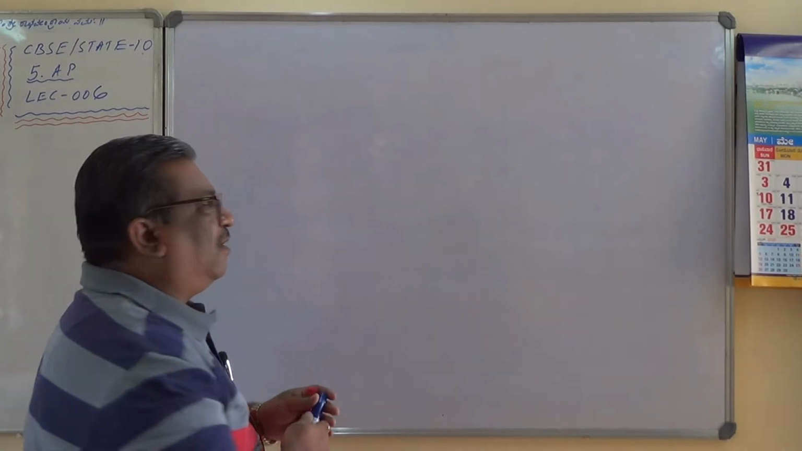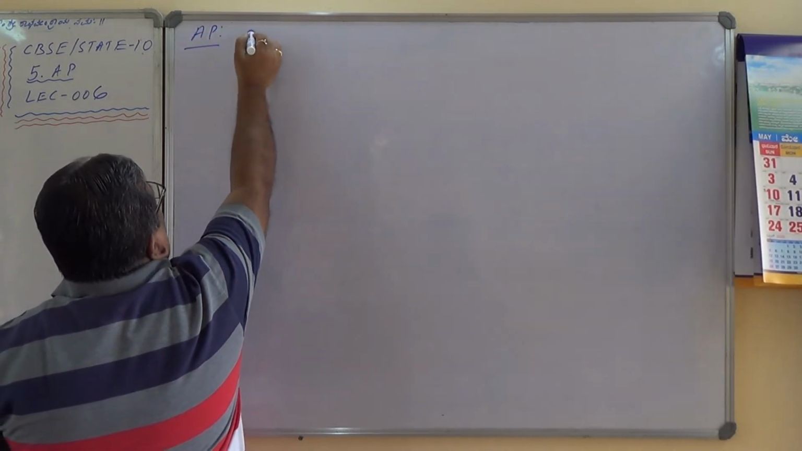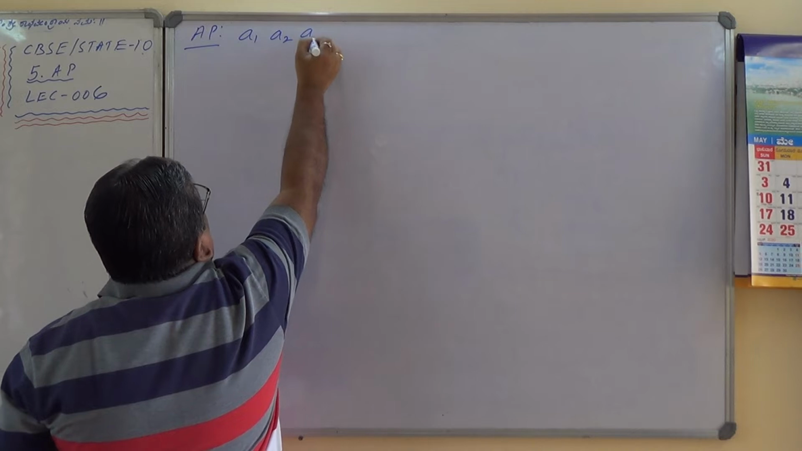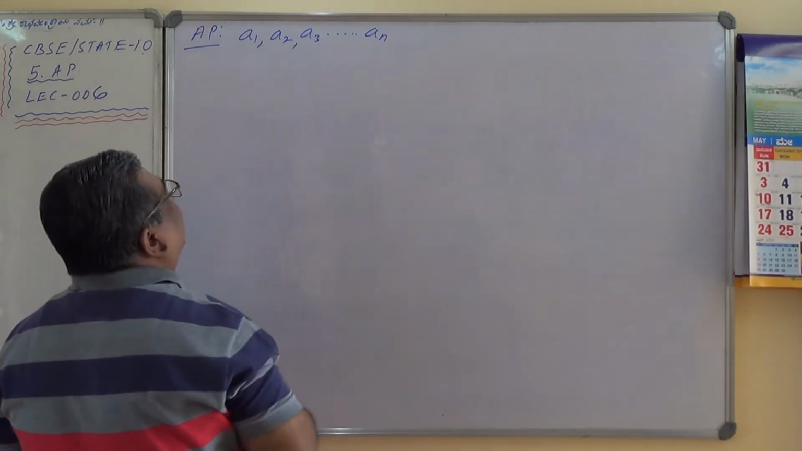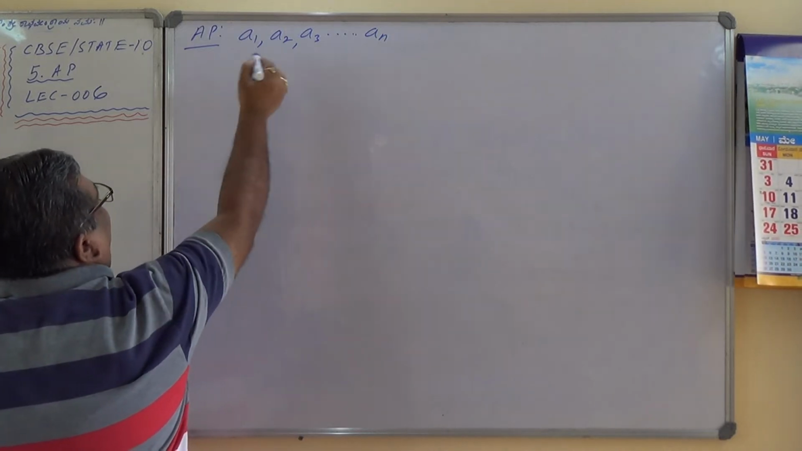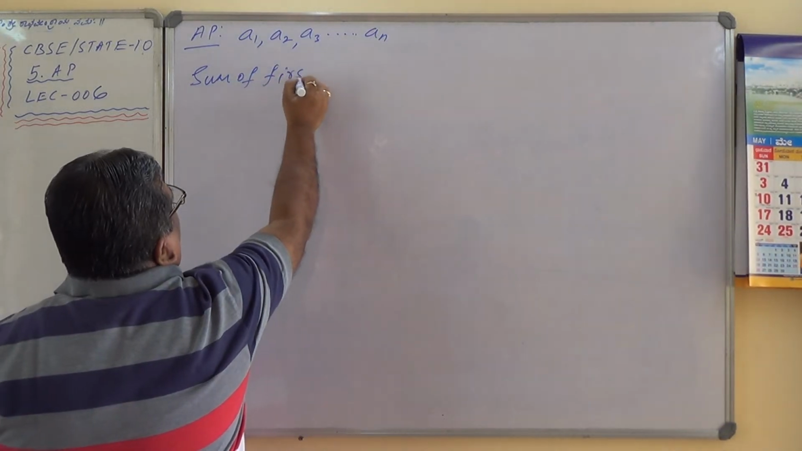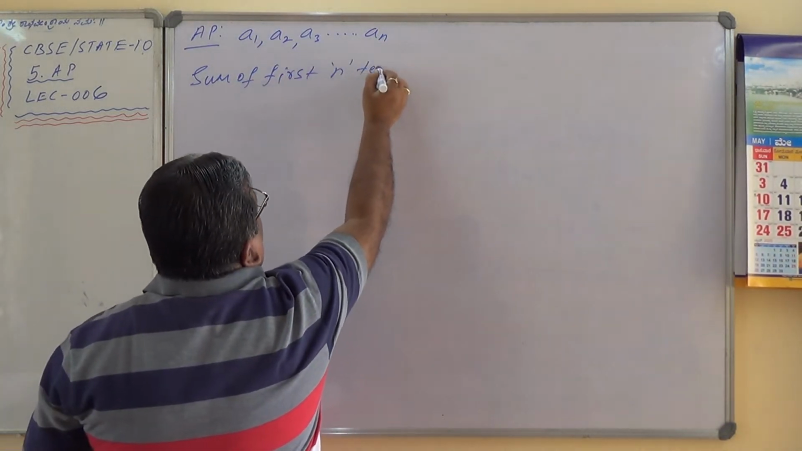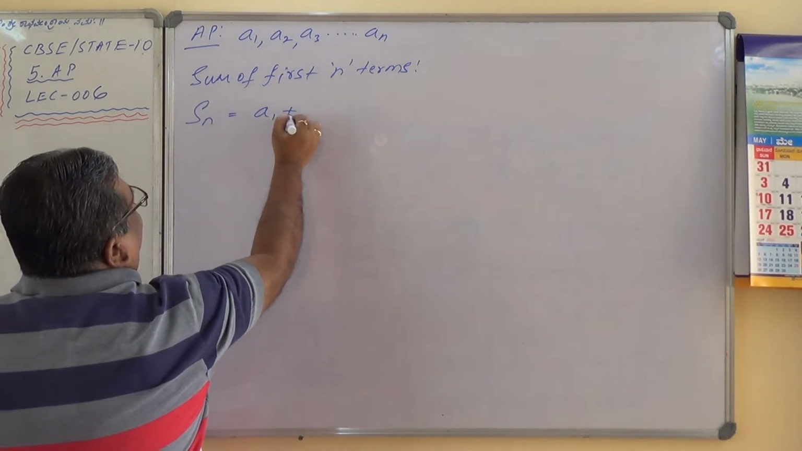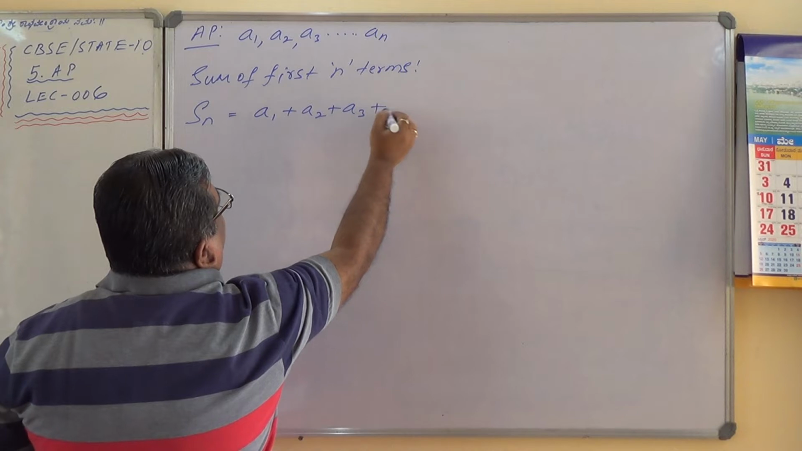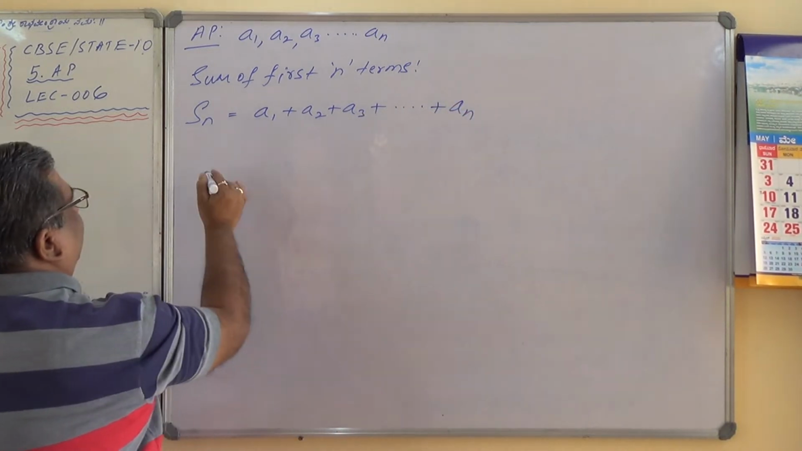Now let me write the formula here. Given AP is A1, A2, A3 up to an. These are the terms of the AP here, and in this one, sum of first n terms is represented by Sn, which is nothing but A1 plus A2 plus A3 plus up to an, and this is given by the formula which we derived earlier.